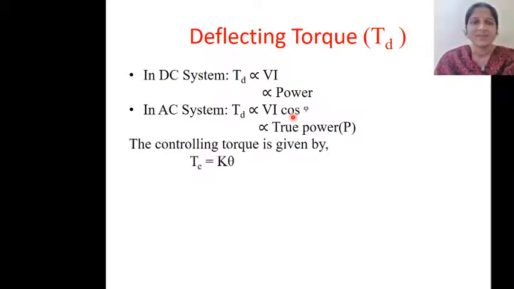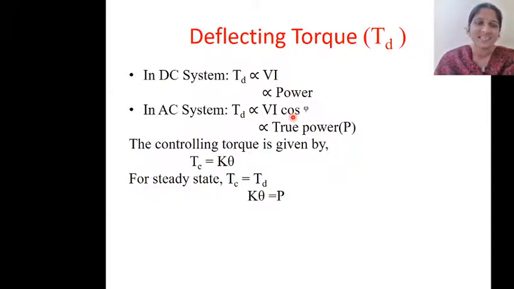The controlling torque used here is spring control torque. For spring control torque, the equation is TC equals K times theta. At steady state, the controlling torque is equal to the deflecting torque, that is K theta is equal to power. So theta is proportional to the power. The deflection produced by the instrument is directly proportional to the power flowing through the instrument. That means the scale is uniform.